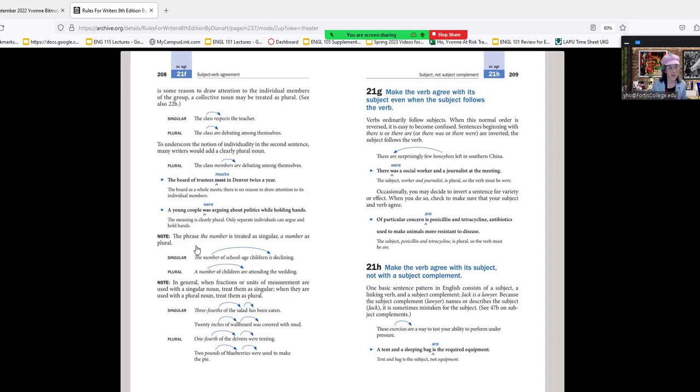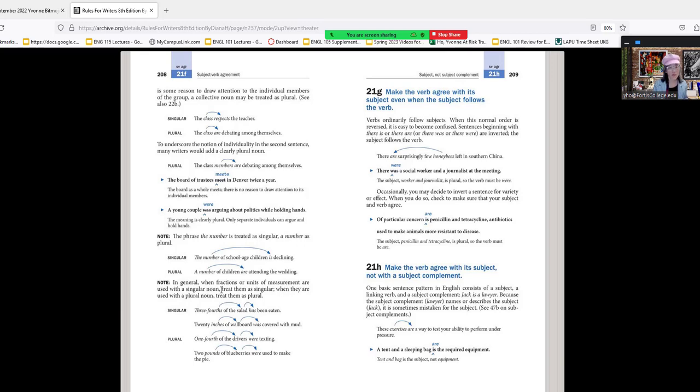The phrase the number is treated as singular. A number is treated as plural. So the number of school-age children is, and then the number just means one group of school-age children is declining. A number of children is similar to a few children or many children. So therefore, a number of children are attending the wedding. And so therefore, a number becomes plural.